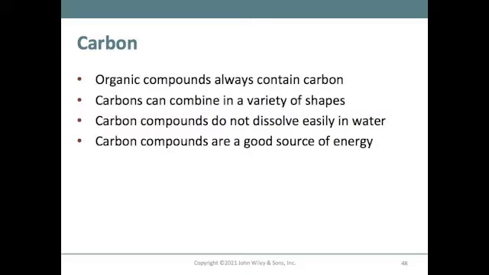Furthermore, organic compounds are usually held together by covalent bonds. Carbon has 4 electrons in its outermost shell, so it can bond covalently with a variety of atoms, including other carbon atoms, to form rings and straight or branched chains. Other elements that most often bond with carbon in organic compounds are hydrogen, oxygen, and nitrogen. Sulfur and phosphorus are also present in organic compounds.